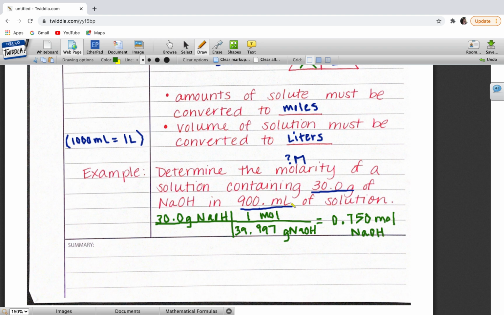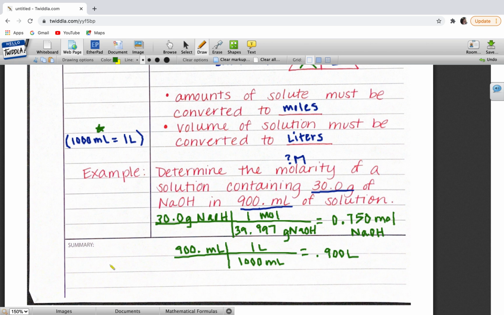Now the other issue was the milliliters. We can't do this calculation with milliliters. It has to be liters. So I'm going to take my 900 milliliters and use that conversion factor from up here, and I'm going to convert it to liters. So what I know about milliliters goes on the bottom. It takes 1,000 milliliters to equal 1 liter. So if I divide there, that is going to be a value of 0.900 liters. Okay, so top divided by bottom gives me 0.900.